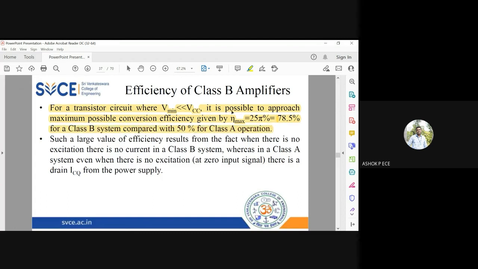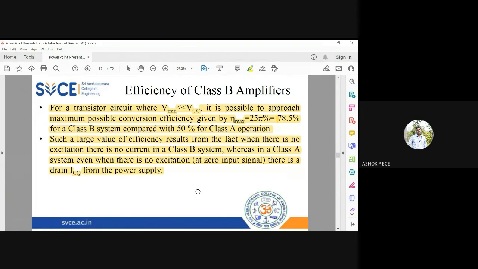So you have seen a 28.5% jump in the efficiency just because during the negative half cycle, the transistor is not conducting, so you don't have any power loss. That power loss, which is not happening, is reflecting in the efficiency. Such a large value of efficiency is possible because there is no current excitation in class B during the negative half cycle. Whereas in class A, there is a constant current flowing through the device always, which is going to contribute to your power loss.